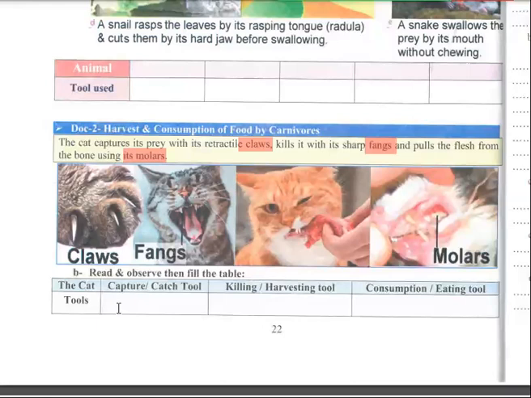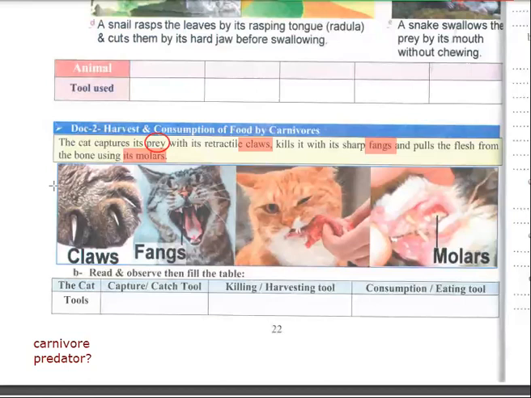Since the cat is a carnivorous animal, it is a carnivore, it is a predator. What's a predator? It's the animal that catches another animal for food. It catches a prey. What's a prey? The prey is the animal that gets eaten and hunted by another animal. So let's fill in the table.